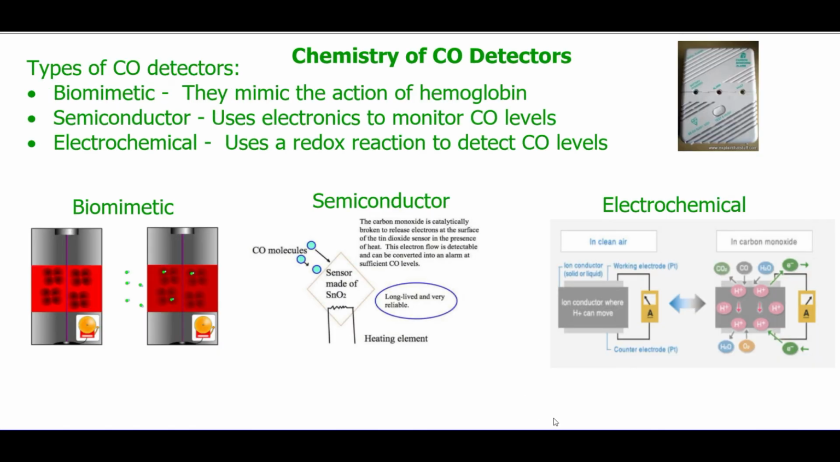If we look at the carbon monoxide detectors, there are types that look like hemoglobin, and so when carbon monoxide bonds with them instead of oxygen, they become lighter, just like our blood cells. We have semiconductors. These use electronics when the carbon monoxide molecules react with the sensor in a redox equation. That allows the energy to go through, and it sets off an alarm. Lastly, we have electrochemical, where we have electrolytes. We have an ion conductor, and if carbon monoxide bonds with it, it transmits electricity and an alarm goes off.